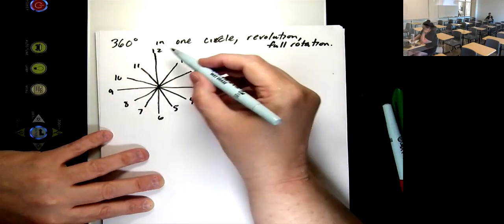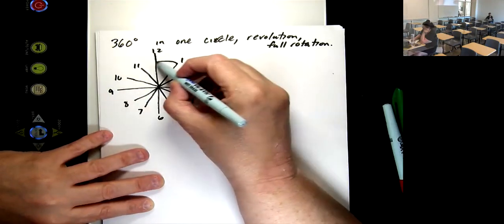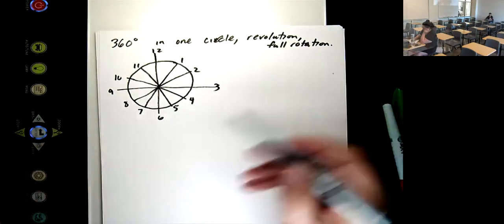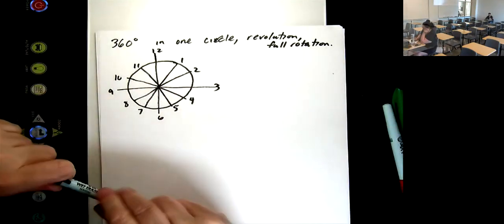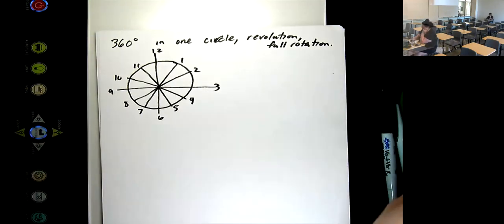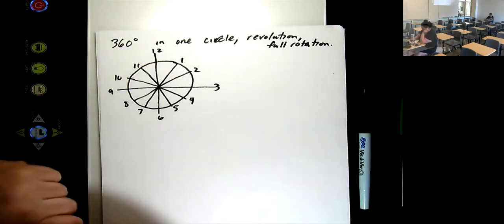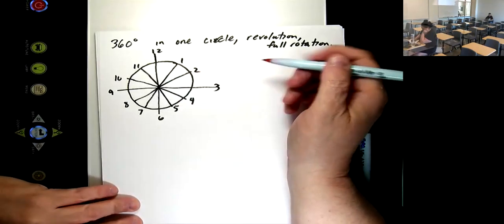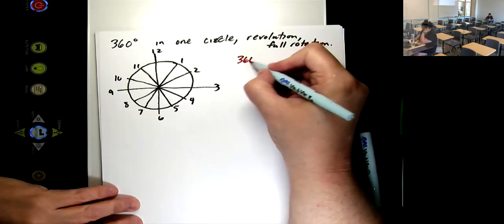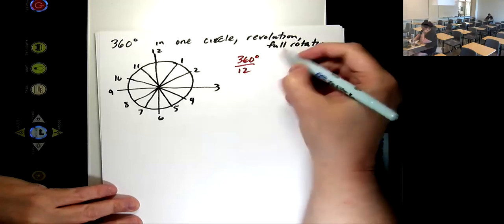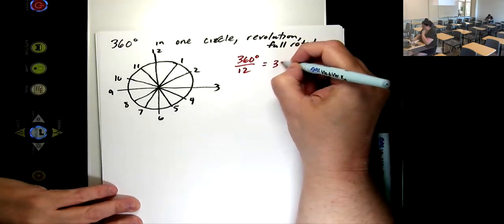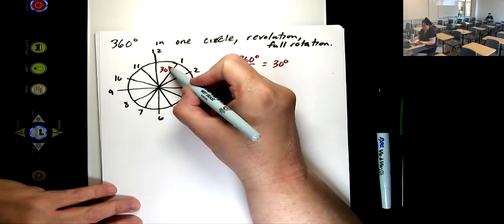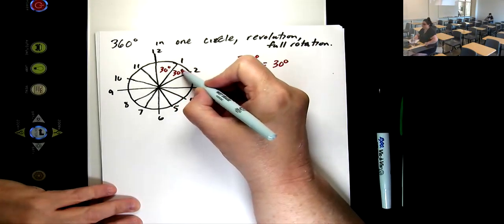Let's say I made it a clock. So it's a circle. There are 12 sections here. So 360 degrees divided by the 12 different sections equals 30. Each little wedge on this is 30 degrees.